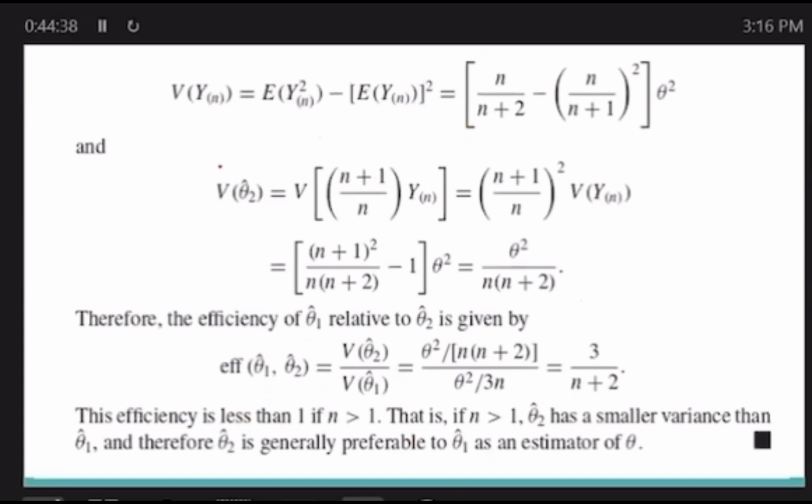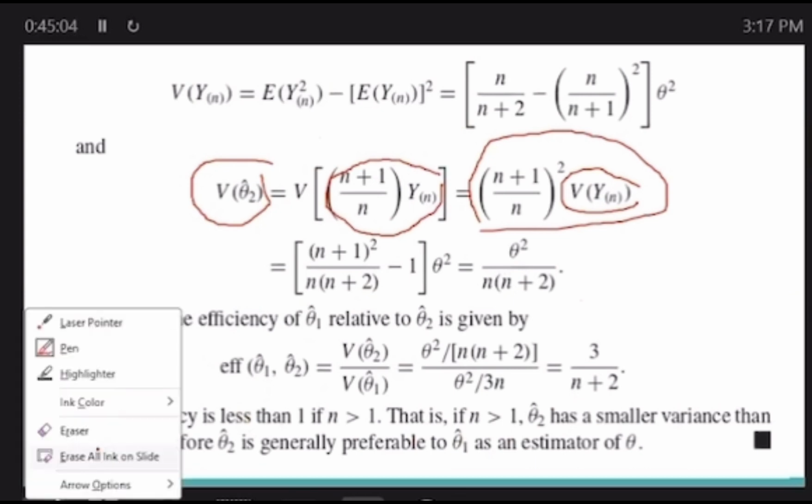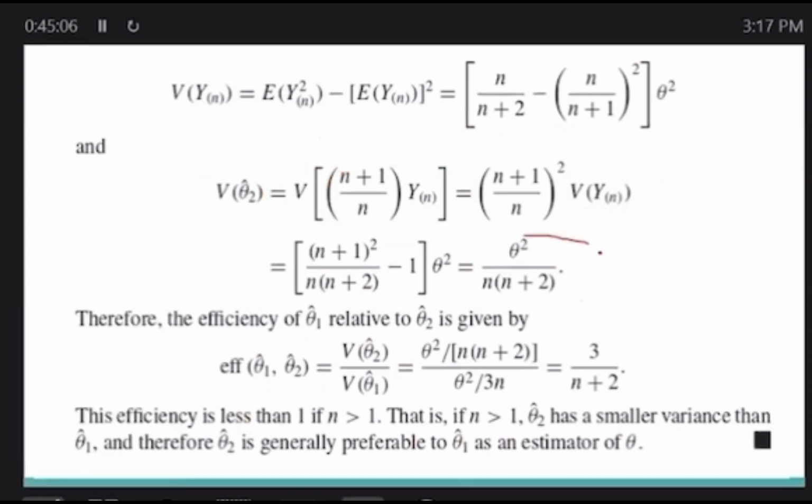Now, if I go back to the variance of theta cap 2, don't forget theta cap 2 is this. And n plus 1 over n is a constant, right? When you bring it out, you're actually going to have this. Then this here is the variance that you got from the other statistic. You plug that in, and when you simplify, you have a lot of mathematical work to do. This is going to be the variance of theta cap 2.